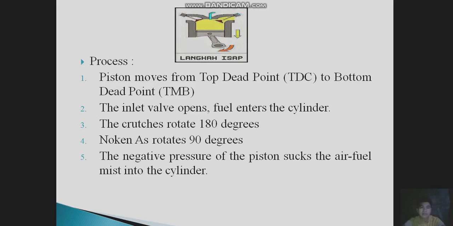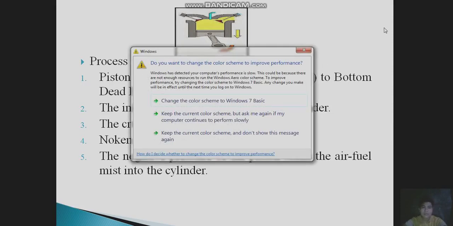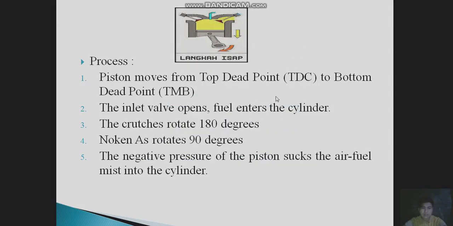Process: the piston moves from top dead center, TDC, to bottom dead center, BDC. The inlet valve opens, and the mixture enters the cylinder. The crankshaft rotates 180 degrees. The negative pressure of the piston sucks the air-fuel mist into the cylinder.